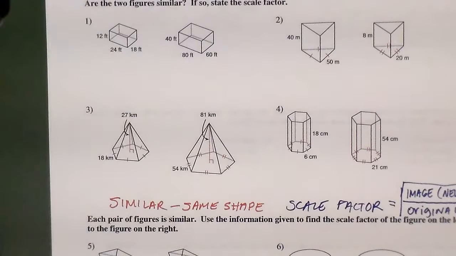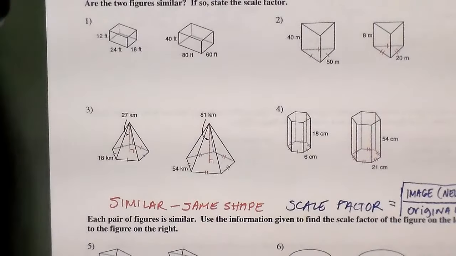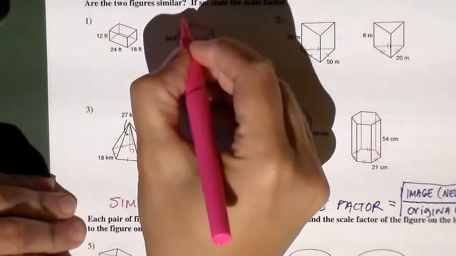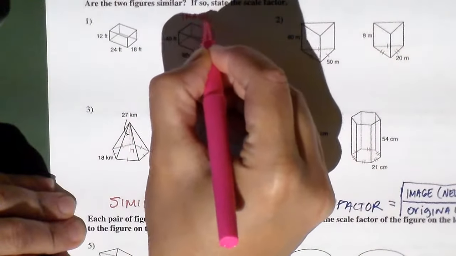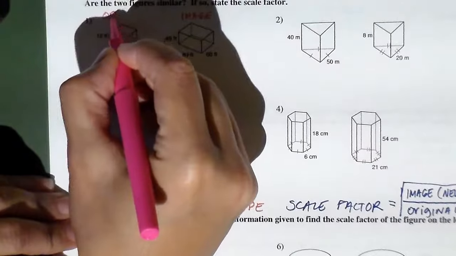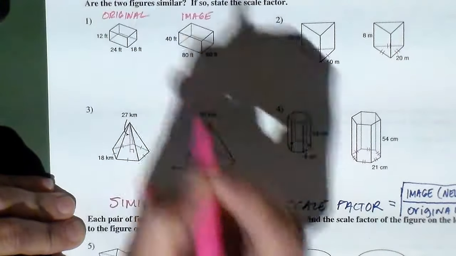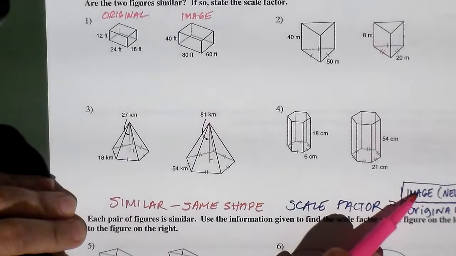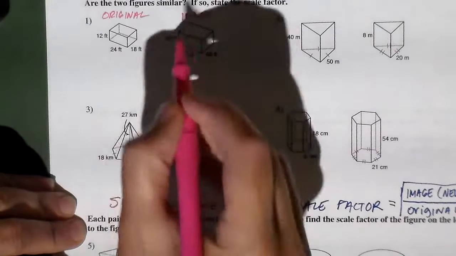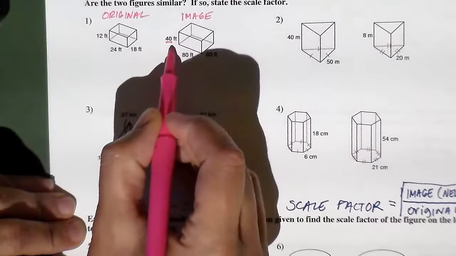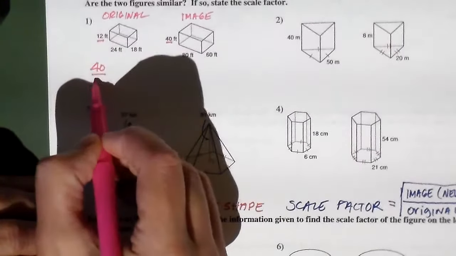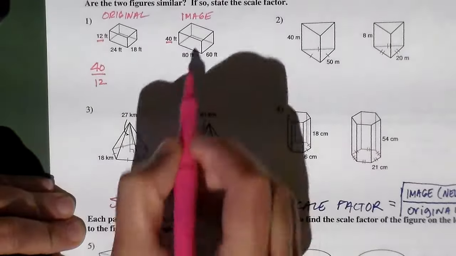So let's look at the first one. I'm going to try to determine what my scale factor is. So I'm going to look at these two boxes. This is your image, and this is your original. That's your image and that's your original. So the scale factor is image divided by original. So let's look at the first one, 40. I got to 40, but where did I start? 12. Okay.